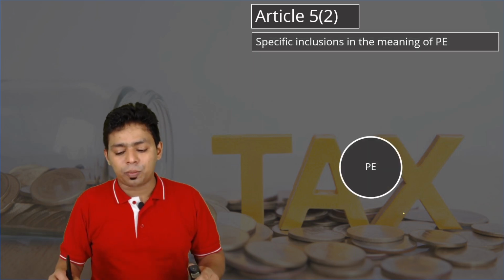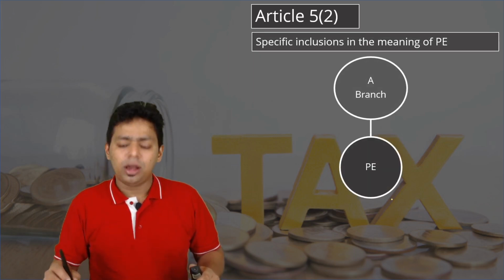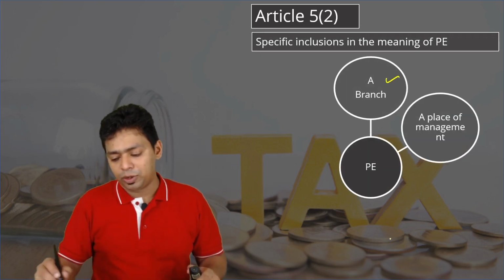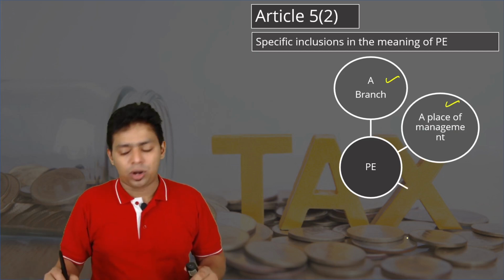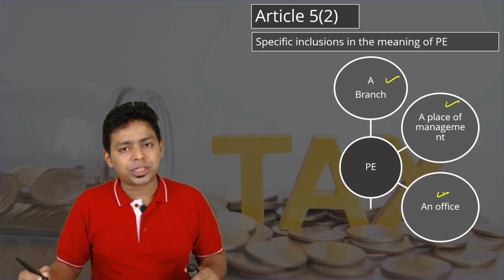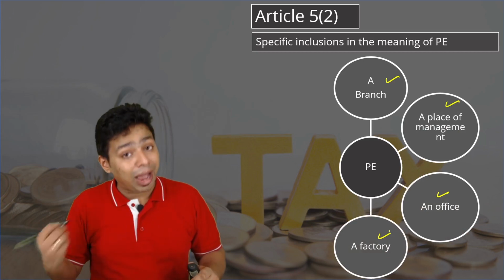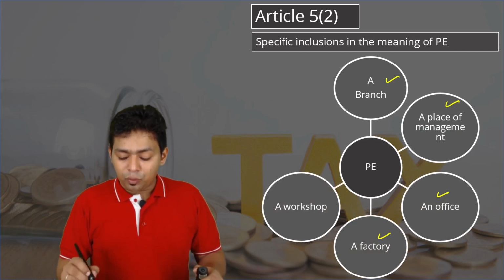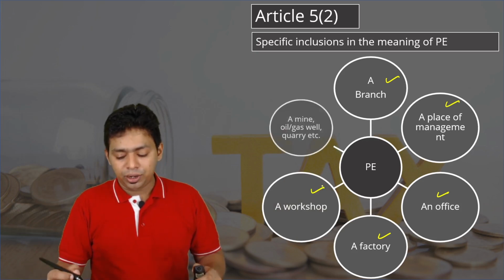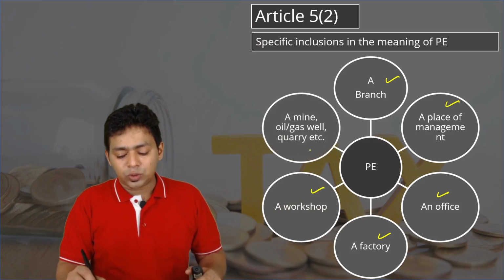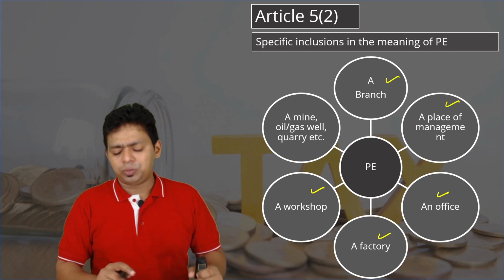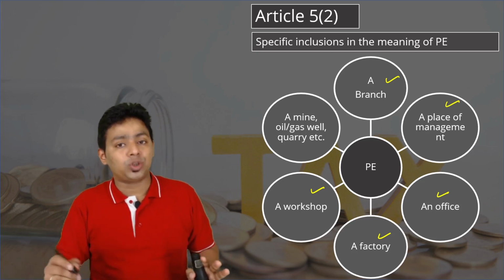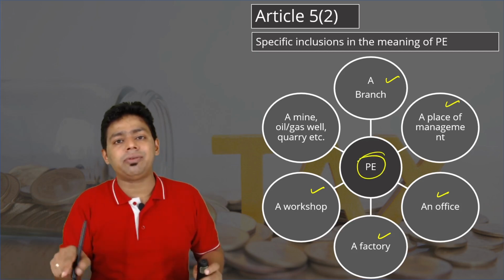Sir, some examples of permanent establishment which are included. A branch can be called a permanent establishment. A place of management can be called a permanent establishment. An office can be a permanent establishment. A factory building can be a permanent establishment. A workshop can be a permanent establishment. A mine, oil, gas well, quarry can be a permanent establishment. These are the examples. These are not an exhaustive list. These are just the illustrative list of permanent establishment.